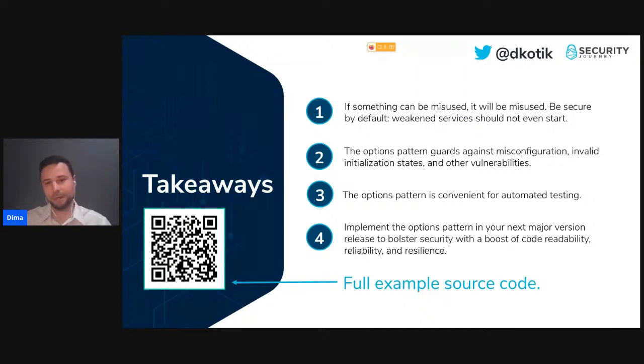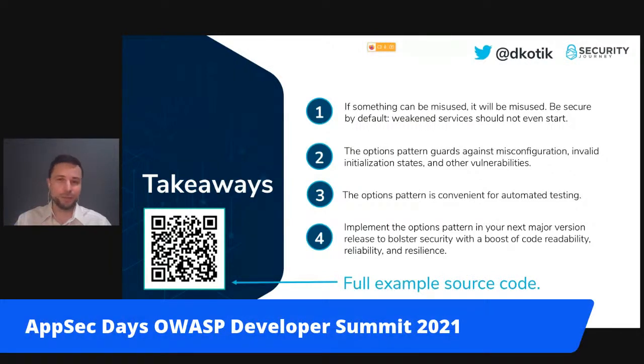Second, the option pattern guards against misconfiguration, OWASP top 10, number 6, right? Invalid initialization states and other vulnerabilities, depending on the situation you're dealing with. You can test and check for almost anything. So you can include a wide gamut of problems that could be solved just by using the appropriate pattern. Third, the options pattern is convenient for automated testing. That's a talk in itself, but I hope you got the point just from the examples.